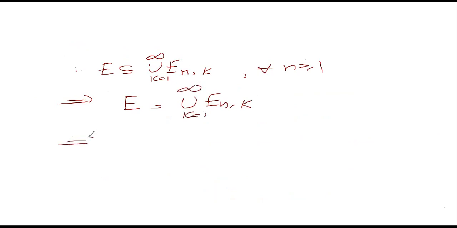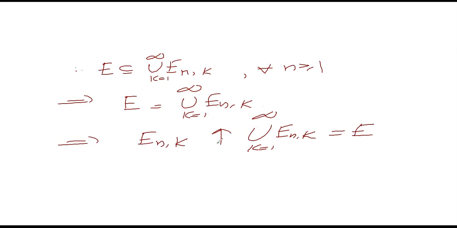So since this E_{n,k} is an increasing sequence with respect to k, and the union with respect to k is equal to E, we can write this as E_{n,k} increases to E. That's the definition, it increases; the union of E_{n,k}, k runs from 1, is equal to E. That's a notation actually, that's already discussed. So E_{n,k} increases to E with respect to the limit k, not with respect to n, and this is true for all n greater or equal to 1.